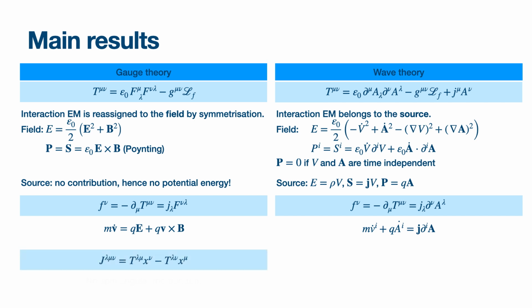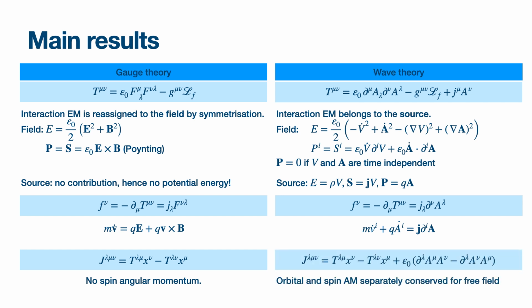In the gauge theory, there is no spin, only orbital momentum. In the wave theory, the free field has separately conserved orbital and spin angular momentum. I will now validate the wave theory by applying it to a number of elementary examples. Some of these are taken from the Feynman Lectures Part 2, Chapter 27.